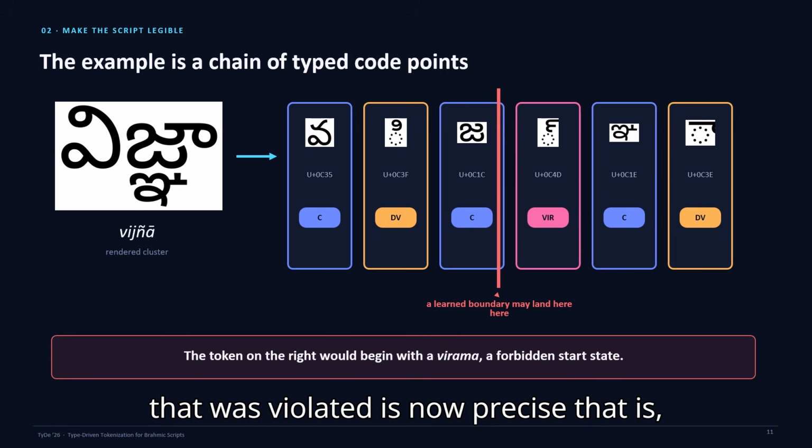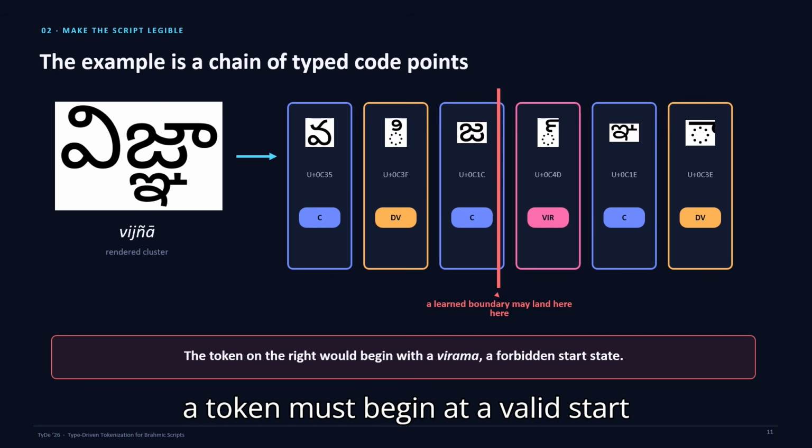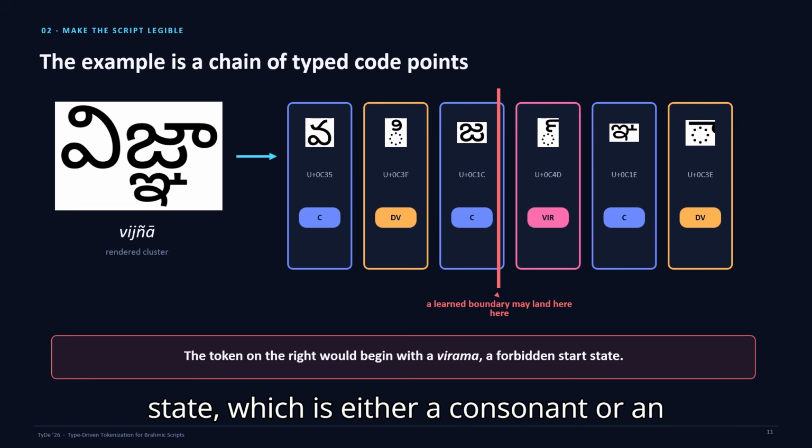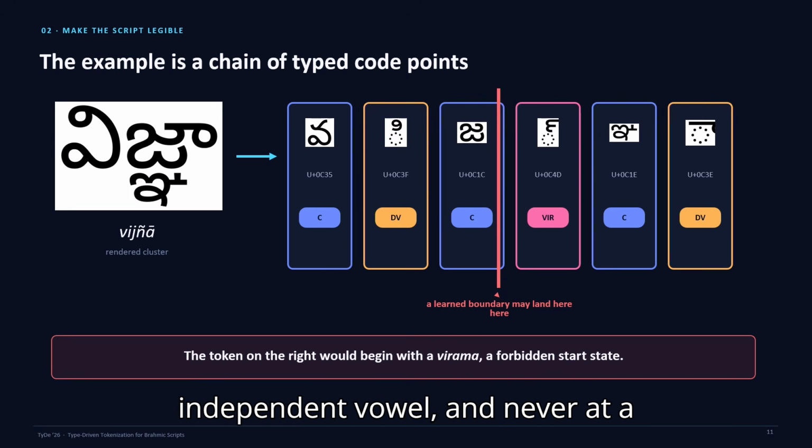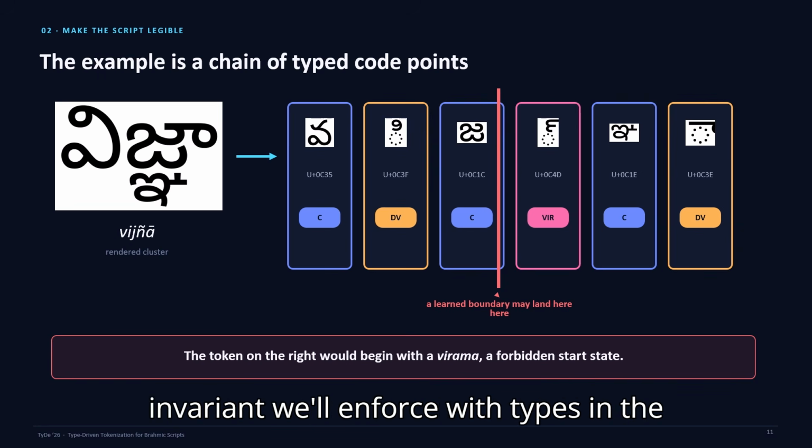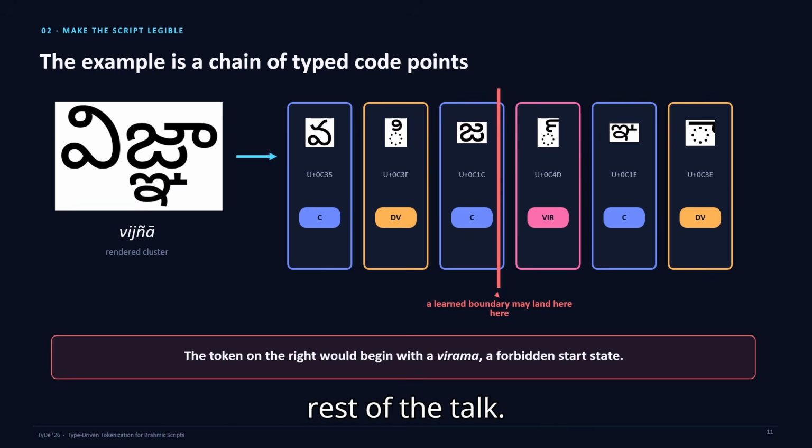So the property that was violated is now precise. That is, a token must begin at a valid start state, which is either a consonant or an independent vowel, and never at a dependent character. That's the invariant we'll enforce with types in the rest of the talk.